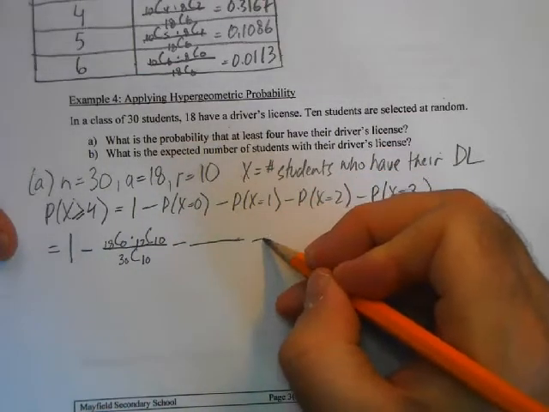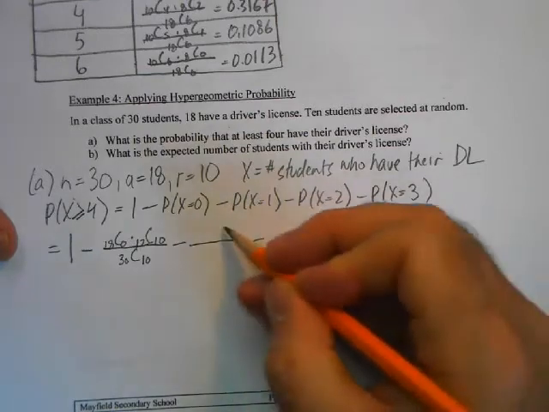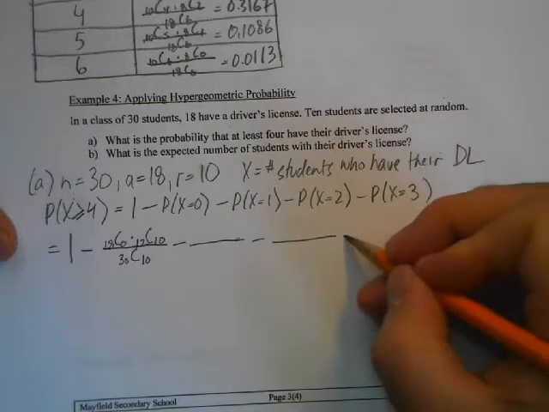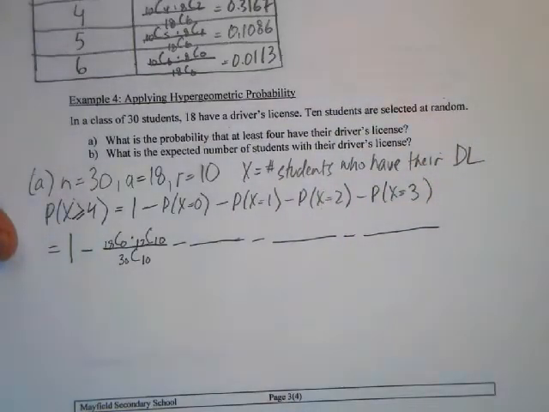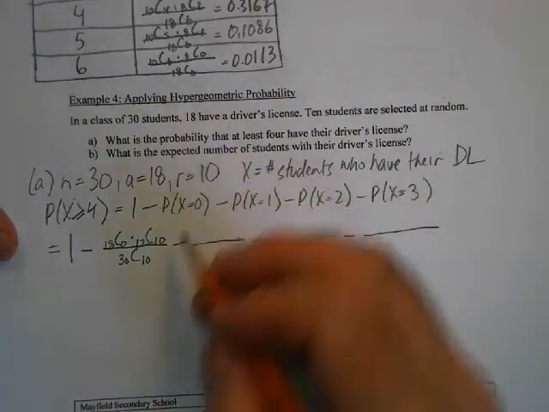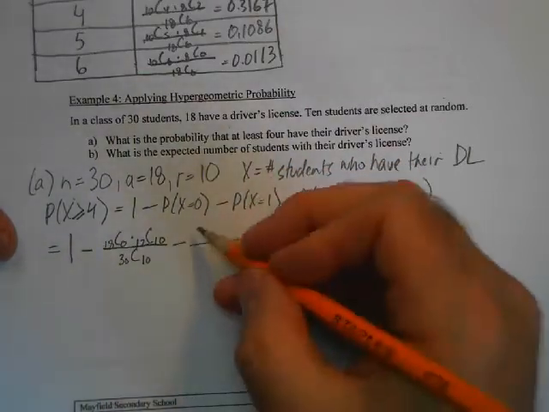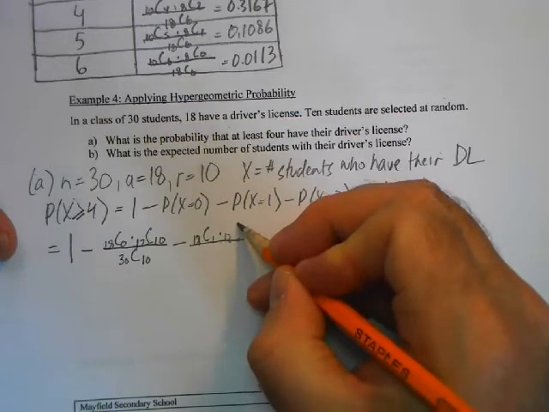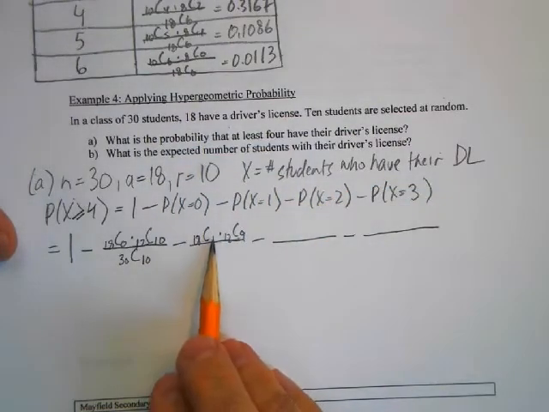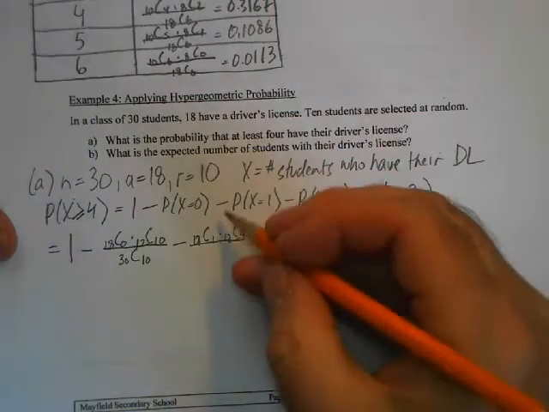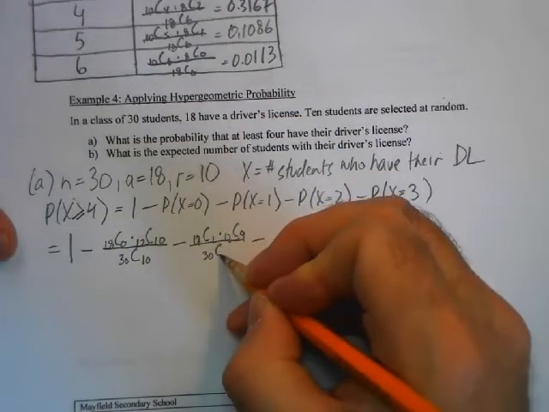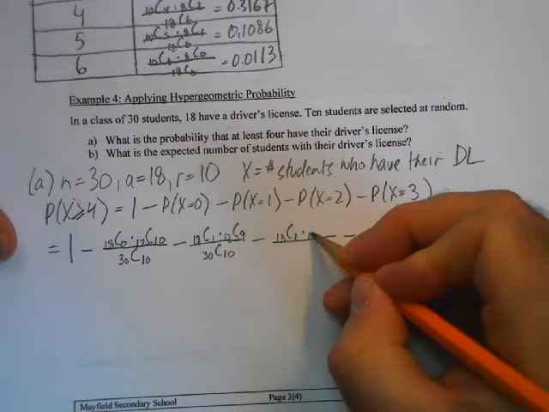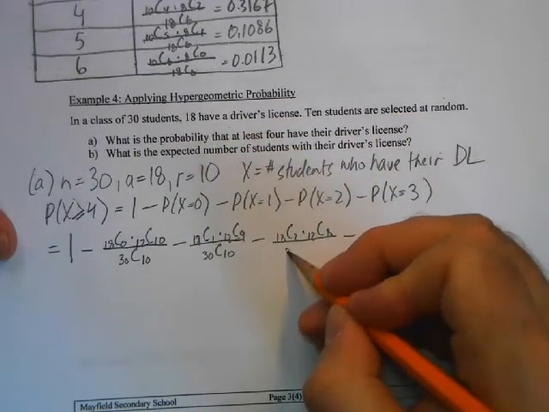I'm just going to set up the template here: probability x equals 1, probability x equals 2, and then finally this one. Just make sure I have enough room. Just like doing the table, this would be 18 choose 1 times 12 choose 9. So we're choosing 1 student that has their license, 9 that don't, over 30 choose 10. Now it's 18 choose 2 times 12 choose 8 over 30 choose 10.